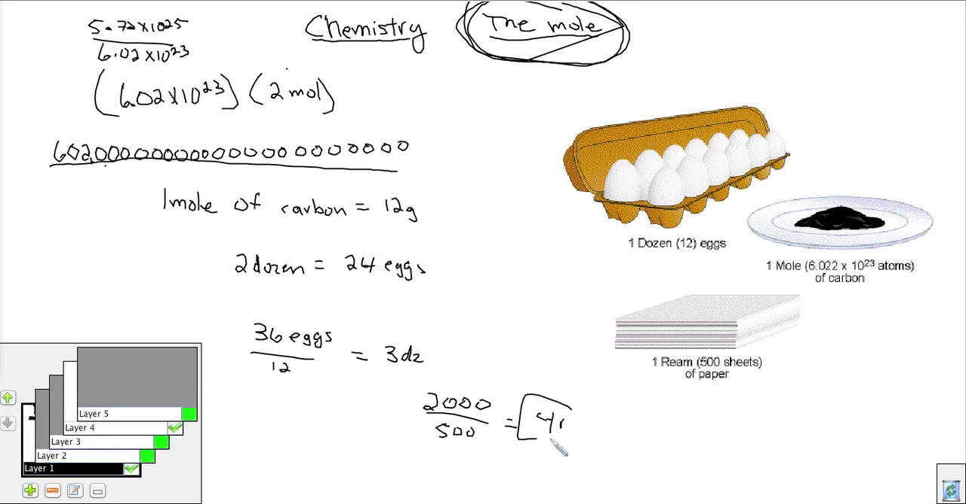But all of a sudden you start working with 602 sextillion, and it gets a little bit more difficult. But keep in mind that it's no different than this. And if you have to bring your mind back to this whole dozen idea, go ahead and do that.